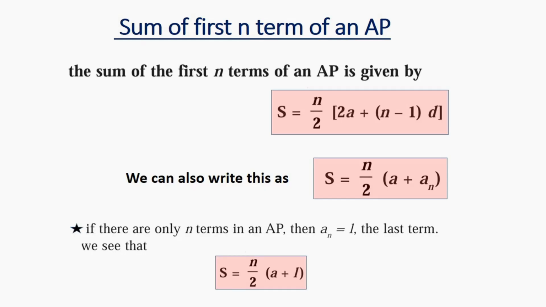The formula to find the sum of the first n terms of an arithmetic progression is S is equal to n by 2 into 2a plus n minus 1 d. We can also write the same as S is equal to n by 2 into a plus an. If the progression is finite, then an will be the last term, l. So you can rewrite the formula like this: S is equal to n by 2 into a plus l.